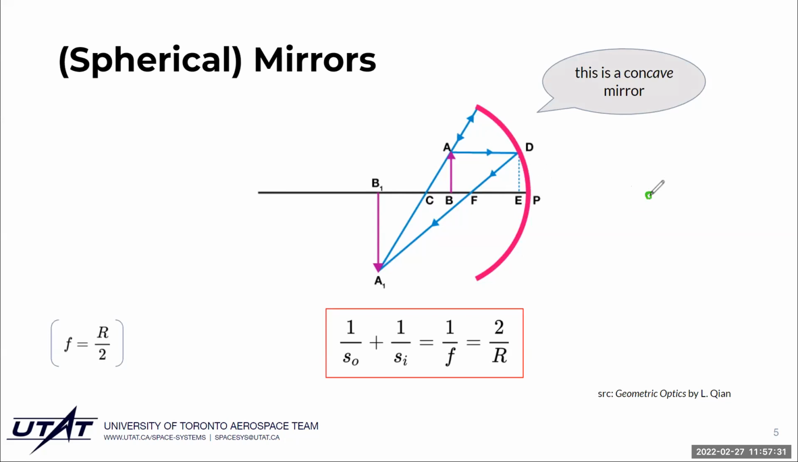A virtual image, where your image distance is negative, let's say, might look something like this.